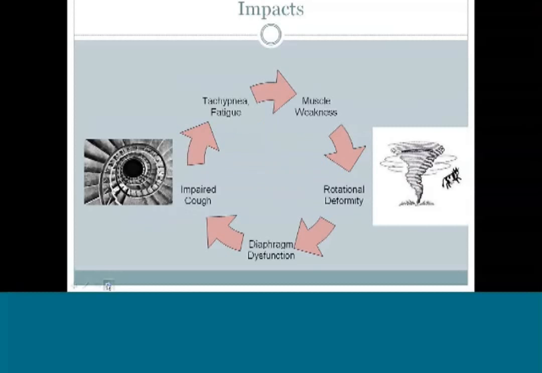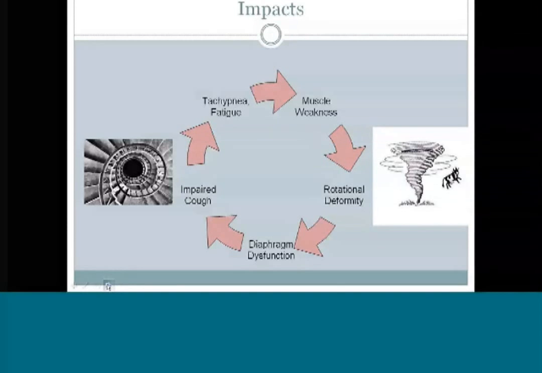On slide number 10, it tells us of a downward spiral that tends to occur when the patient is faced with a combination of muscle weakness and rotational deformities that occur consequent to that or associated with that. There's diaphragmatic dysfunction because the diaphragm gets torqued horizontally. Consequently, cough is impaired. The patient tends to take shallower breaths and is more prone to fatigue, and that really sets up this persistent vicious cycle.